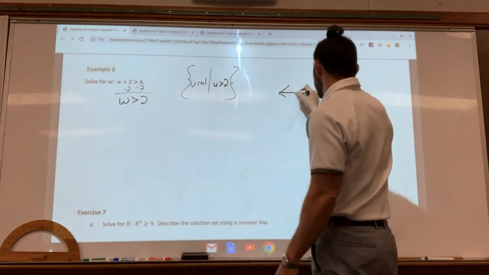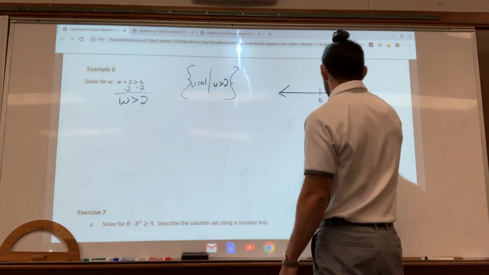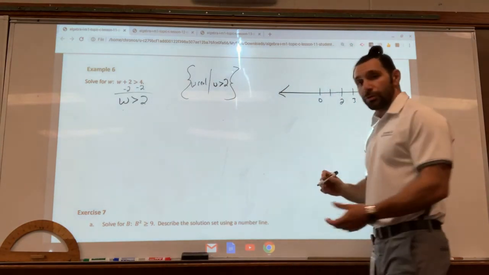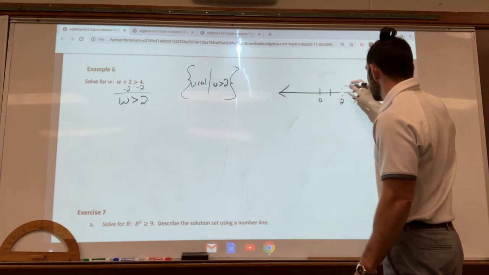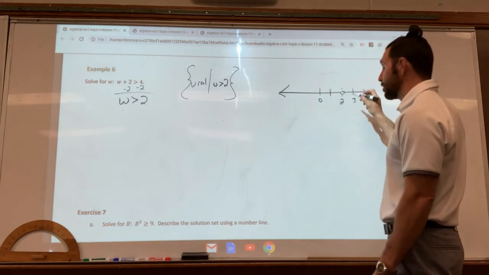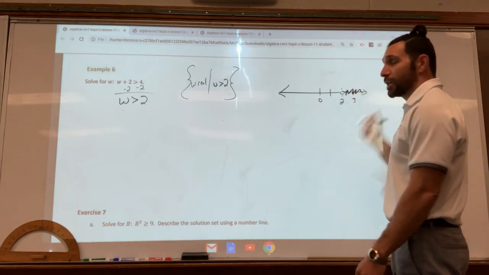To graph this, can an answer be 2? Well, no, 2 is not one of my solutions, because it's got to be greater than 2. So I put an open circle at 2, and I shade everything greater than it.